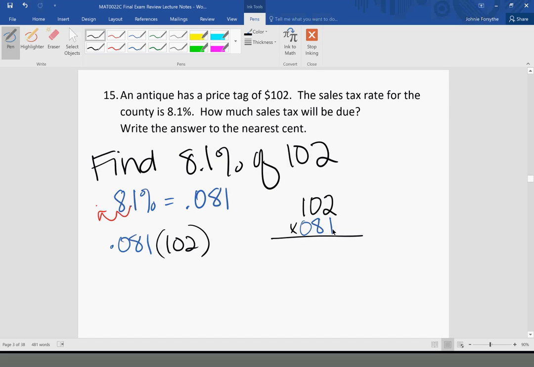But, so now, we're going to just multiply. 1 times 2 is 2. 1 times 0 is 0. 1 times 1 is 1.